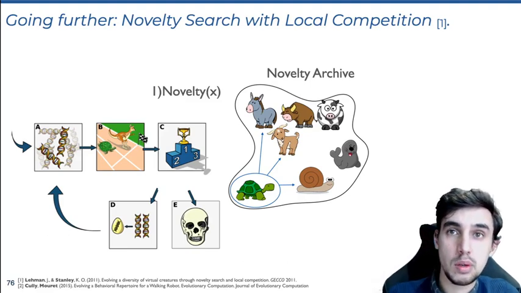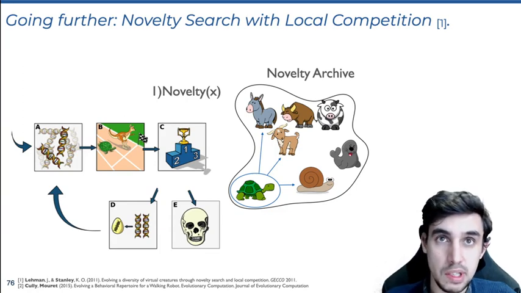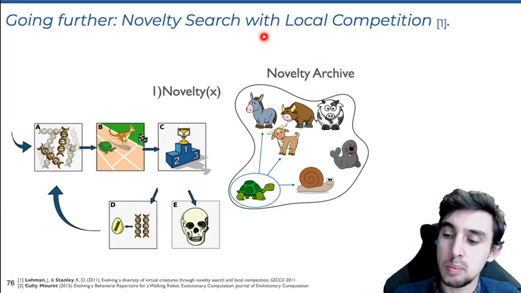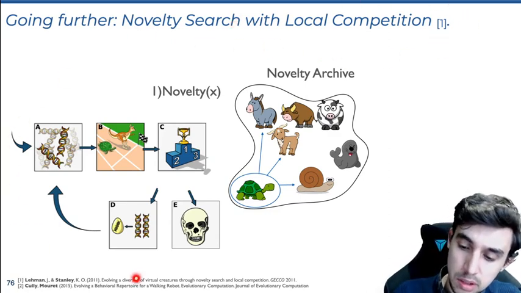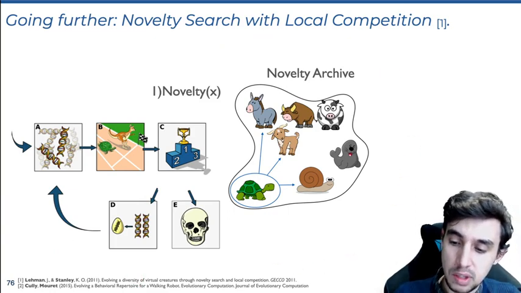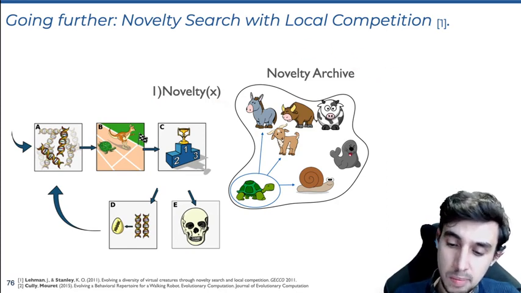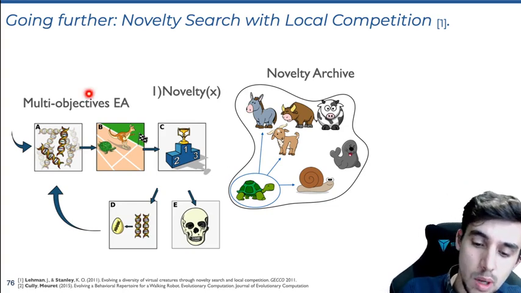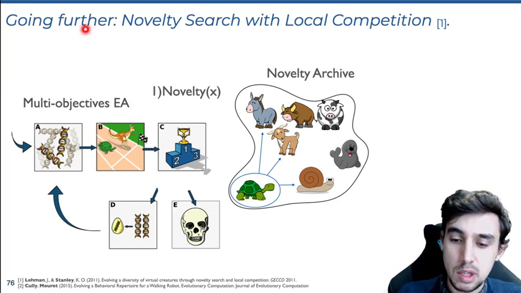In order to give you an example of a quality diversity algorithm, the name of this algorithm is novelty search with local competition. It's an extension of the novelty search algorithm. If you recall the previous video, we had this novelty search algorithm where we rank the solutions according to the novelty score, and we use the novelty archive. And novelty search with local competition will actually use a multi-objective evolutionary algorithm. Because of this, it's a going further concept.